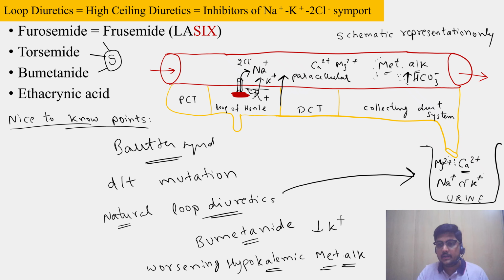So as of now, we discussed the must-know points about mechanism of action, uses and side effects, and there are some nice-to-know points which we discussed. These points are useful in competitive exams, even in clinical practice also. So by now we can conclude the discussion on loop diuretics. This is part 2 of diuretics. Part 2 of diuretics is loop diuretics, which act in the second part of the nephron, that is the loop of Henle.